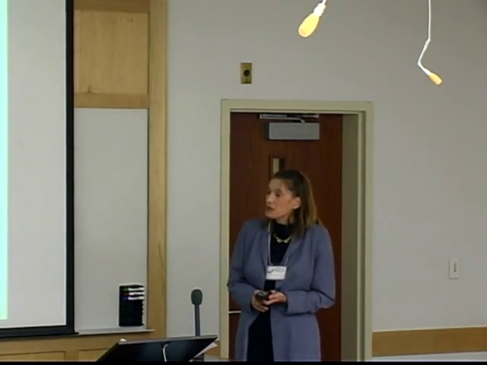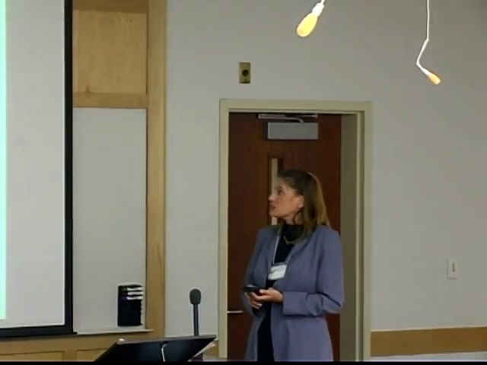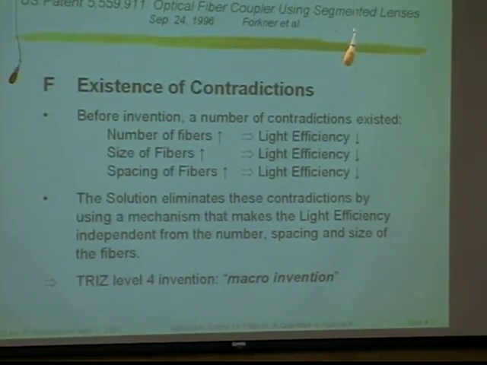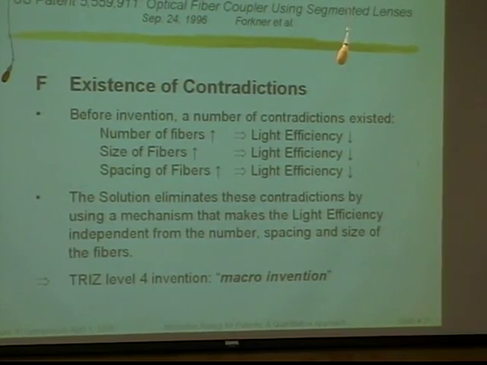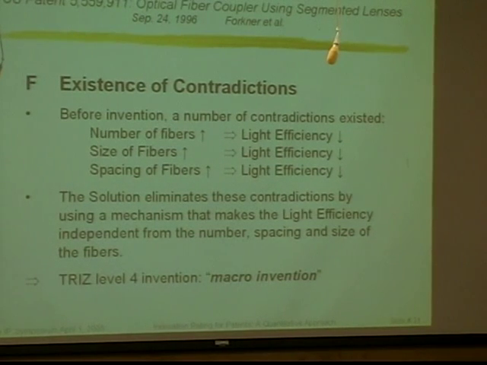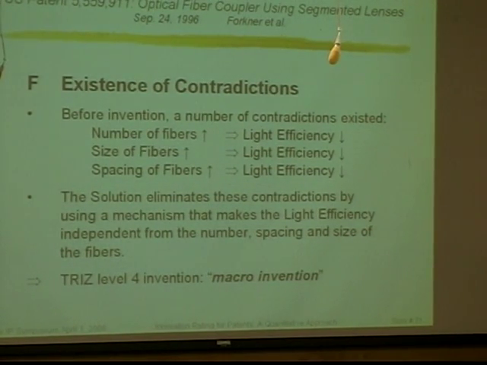Now the last parameter, we are looking at the existence of contradictions. Before the invention, there were a number of contradictions, mainly dealing with the loss of light efficiency. In the existing systems before the invention, the main problem was that the longer the pipes or the more light you wanted to transport, the more light you would also lose.